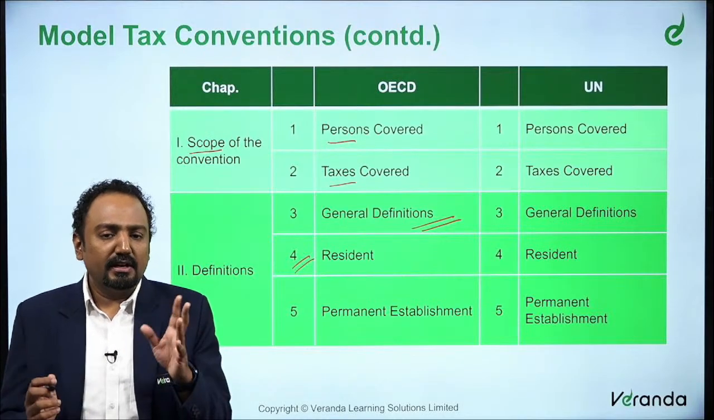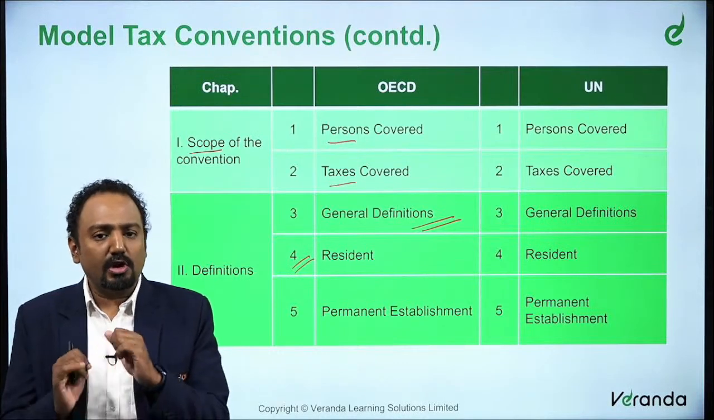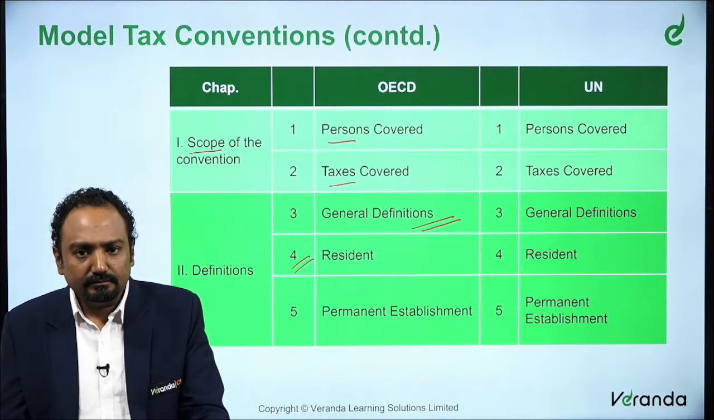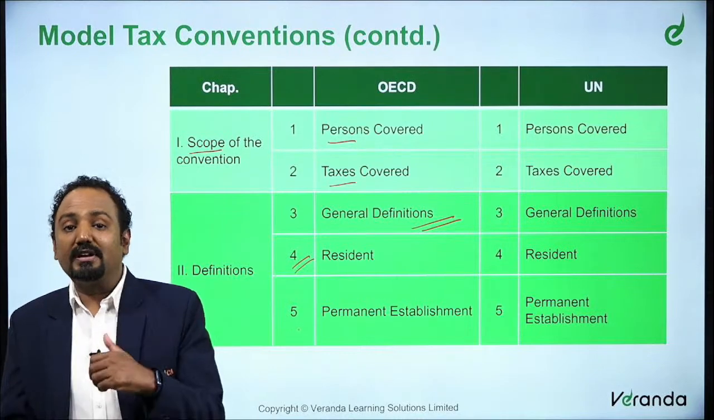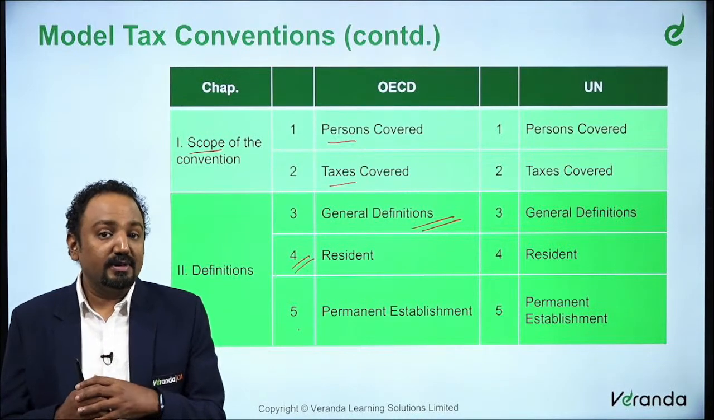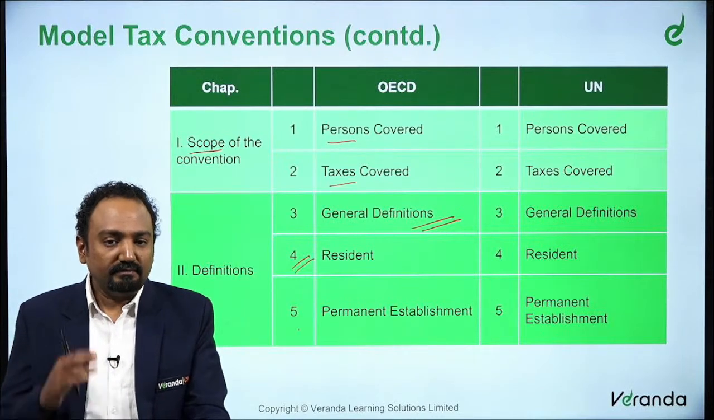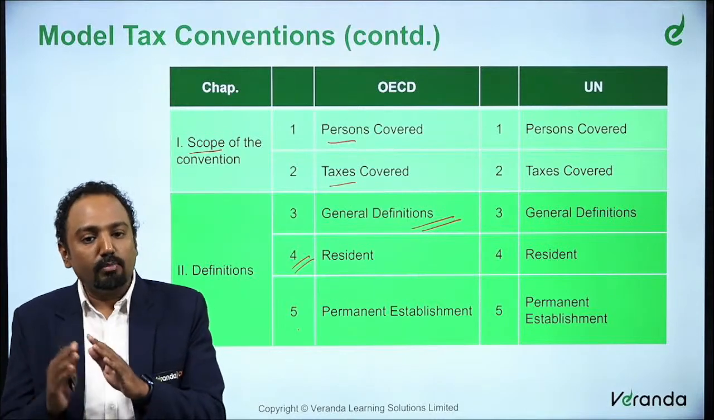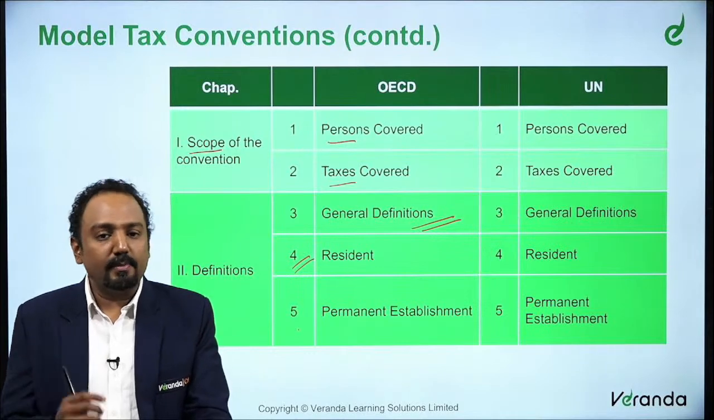When I say similar, here you don't have basic conditions, additional conditions and all. It generally talks about how you determine someone as a resident. We will see that in detail in the specific slide. And the next one is article 5, which is about permanent establishment. So what is a permanent establishment? We have already discussed. It is a fixed place of business in which a business is wholly or partly carried on. So in both these, OECD and UN, the fifth article is about permanent establishments.